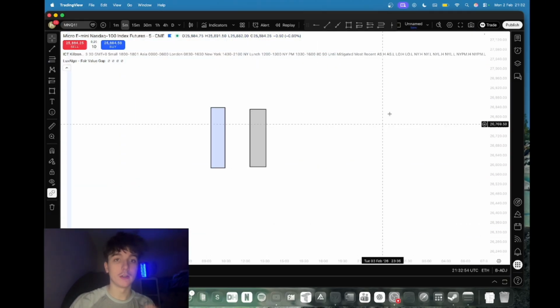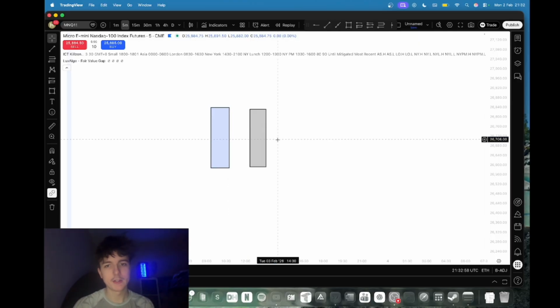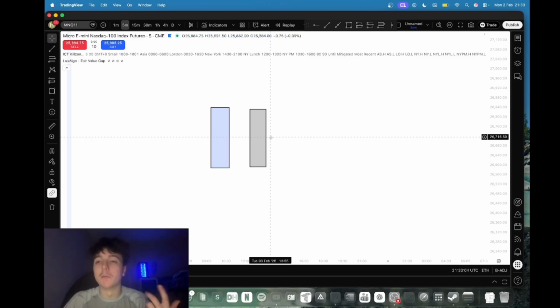And all it means is the bulls are the buyers and the bears are the sellers. So whatever you want to use to remember it, just keep that in your mind. People will say, oh yeah, we're in a bearish trend right now, that just means we're going down. Bullish means we're going up.